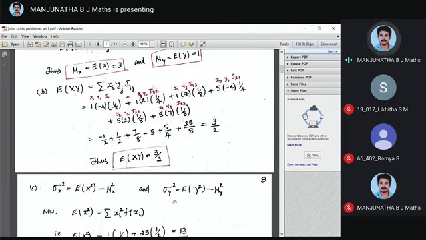And sigma y square is expectation of y square minus mu y square. If you see, mu x means E of x, mu y means E of y. You can write it as mu x square or E of x whole square.